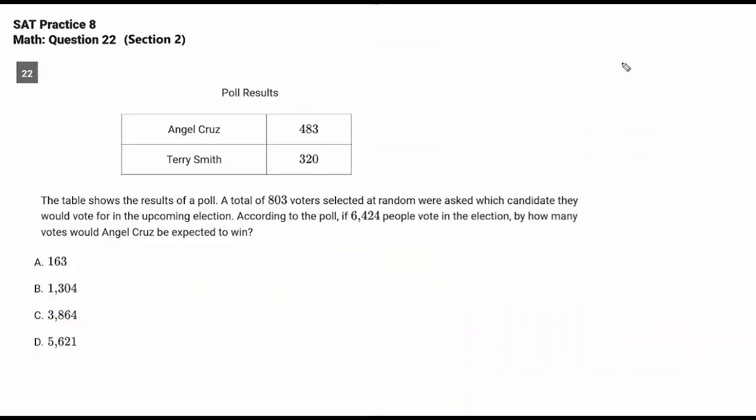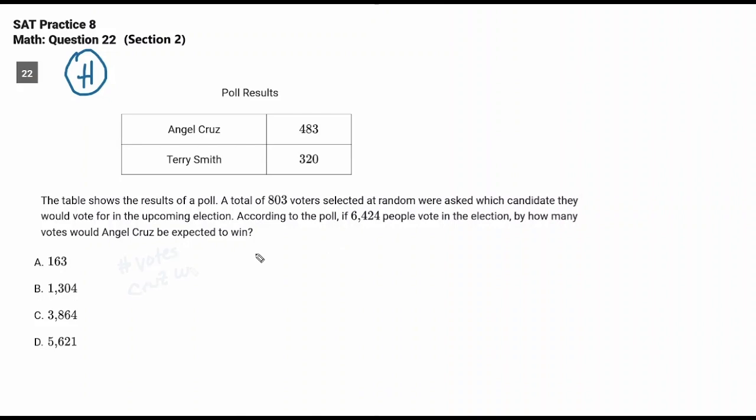We're on SAT Practice Test 8, Math Section 2, Question 22. Supposed to be the hardest question on the entire test. Guys, this problem is a gift. It's hard, but it's not that hard. Got a poll. The table shows the results of the poll. A total of 803 voters selected at random were asked which candidate they would vote for in the upcoming election. According to the poll, if 6,424 people voted in the election, by how many votes would Angel Cruz be expected to win?